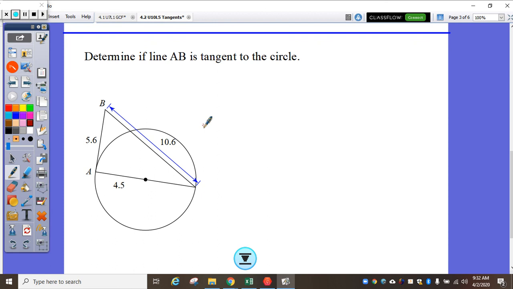And this is the type of problem that you're going to see on your assignment right here. We would want to check whether or not AB is a tangent line. Well, if AB is going to be a tangent line, then this has to be a right triangle. So therefore, 10.6, sorry, let's do that again.